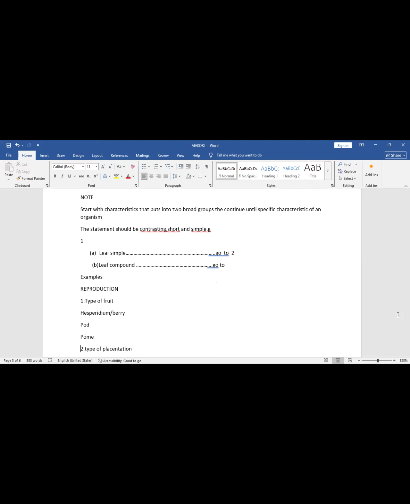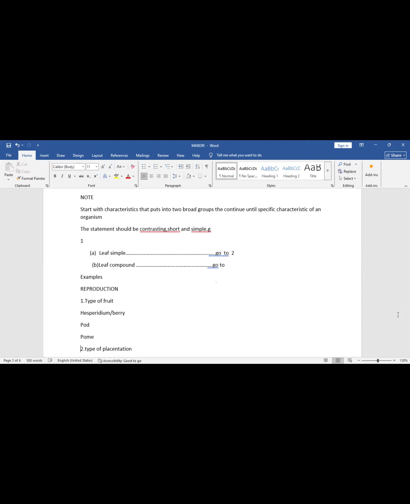We have got, like now, the types of fruits. We can have some fruits being berries or the Hesperidium. We have got the pods, we have got the pome, we have got the drupe. Like now the avocado, the mango, the one-seeded fruits, we normally refer to them as the drupes.